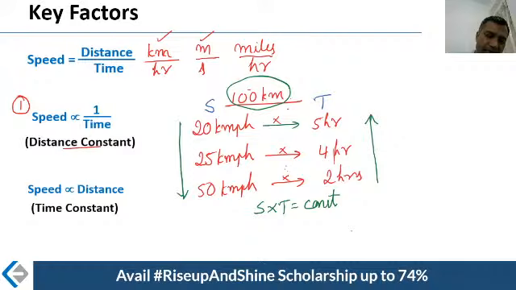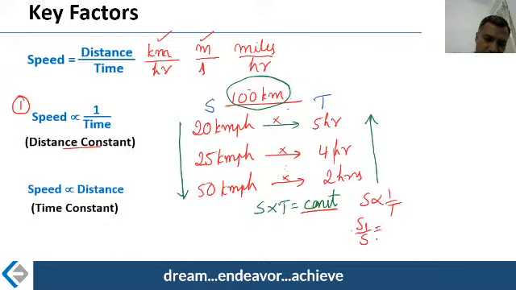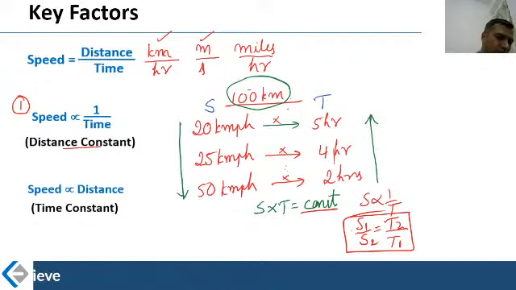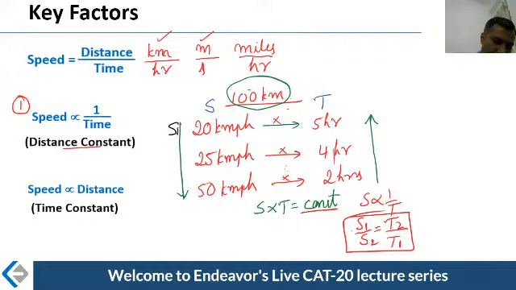Mathematically, we can say that speed is inversely proportional to time when the distance is constant. In other words, if there are two speeds that I am comparing, S1 by S2 will also be equal to T2 by T1. If you didn't understand this, let me help you. Let us say this is my S1, this is my S2, therefore this is my T2, and this is my T1.